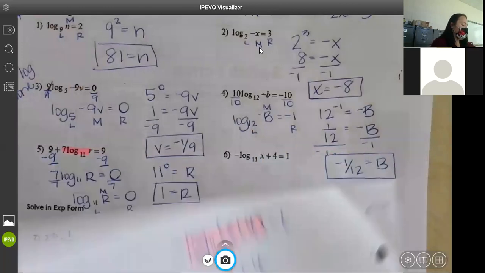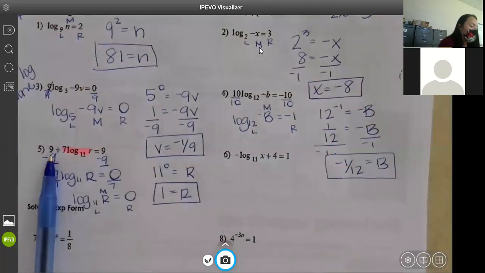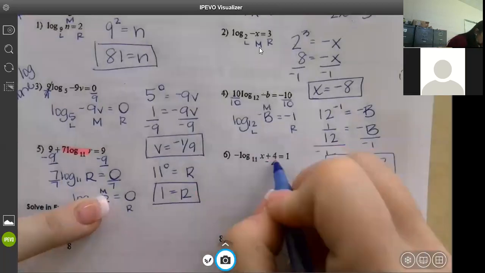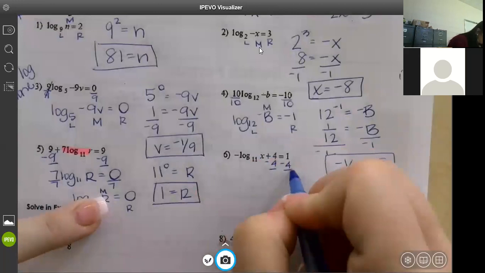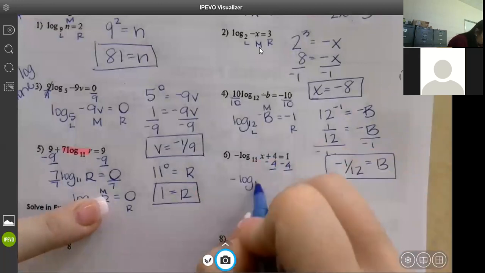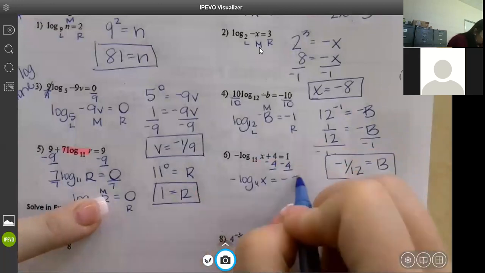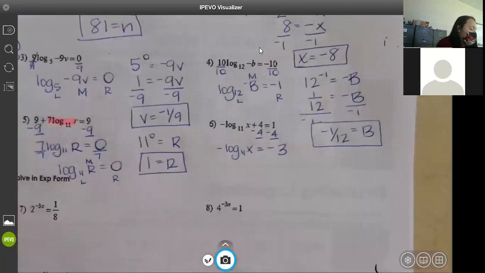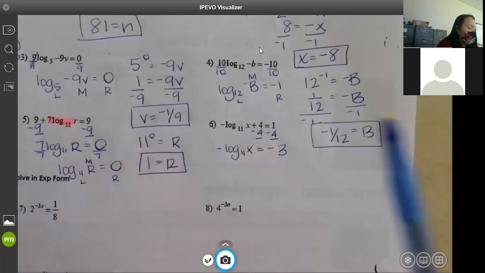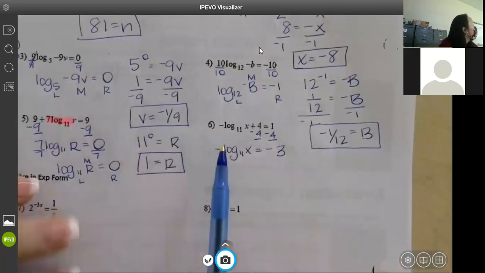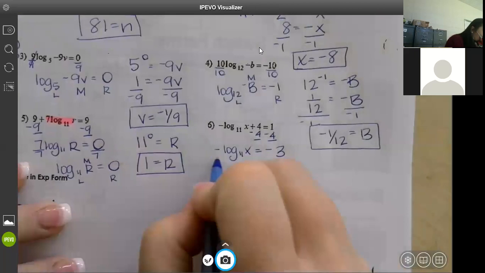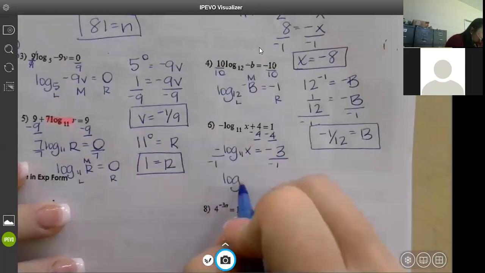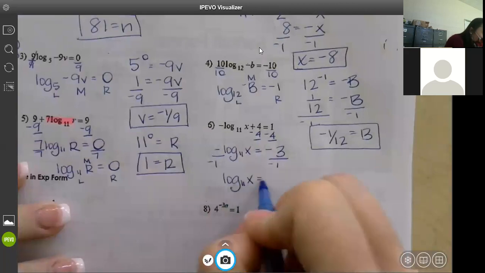So the first thing we need to do, just like we had to subtract 9 over here, we got to get rid of this plus 4. So we're going to subtract 4. We get negative log base 11 of x is equal to -3. Now it looks just like 3 and 4. How does it look like 3 and 4? We have a negative in front or a -1 in front. So we're going to divide by -1. And we get a positive log base 11 of x equal to a positive 3.